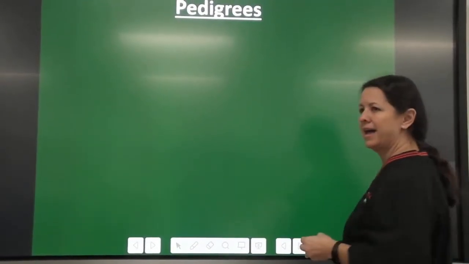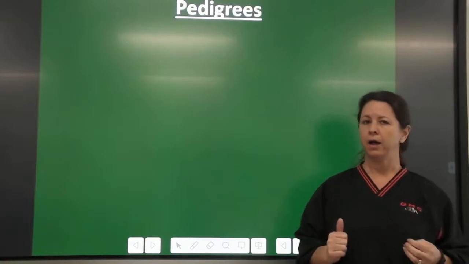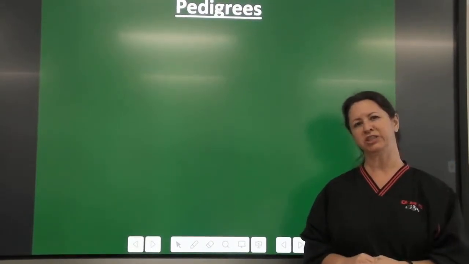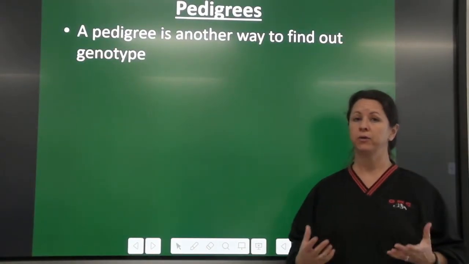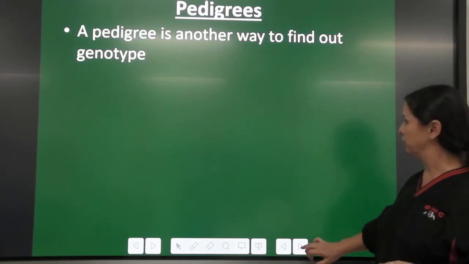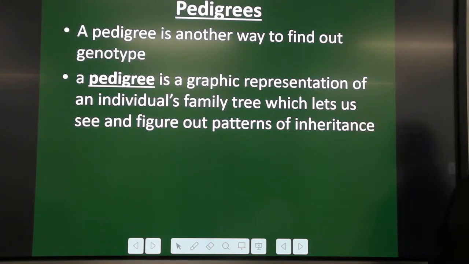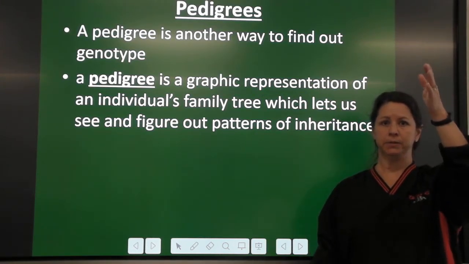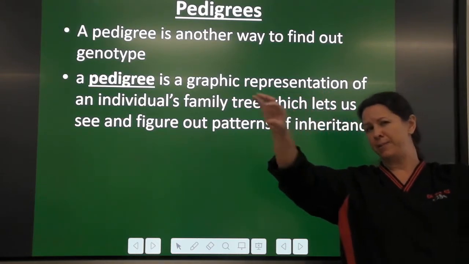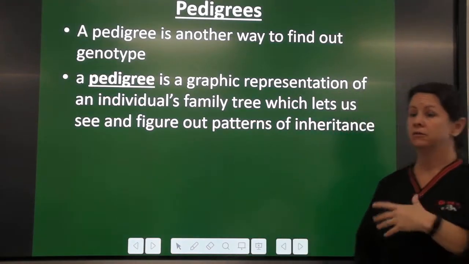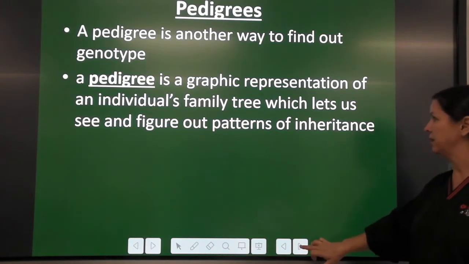Right, so one last tool that scientists use to help them trace how genes are passed from one generation to the next is called a pedigree. A pedigree is simply another way to help find genotypes, and it is a graphic representation of an individual's family tree. If you've ever seen family trees drawn where you have mom and dad and then their babies, and if the babies got married, then the grandbabies, okay? That's a pedigree. And it lets us see and figure out patterns of inheritance.